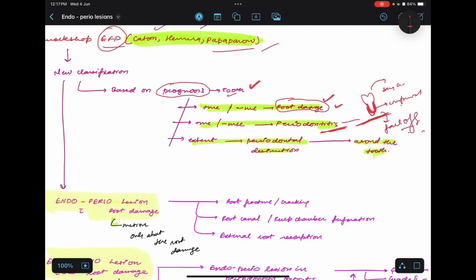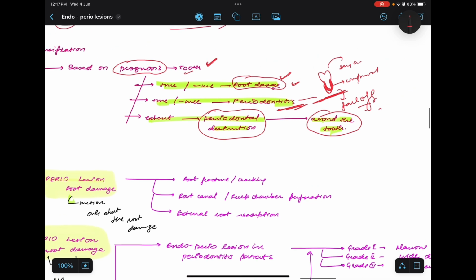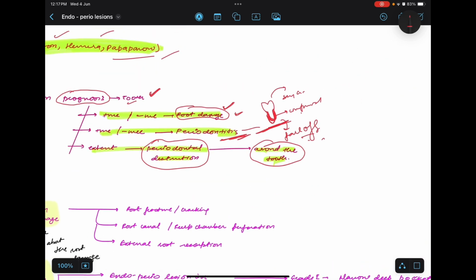Okay, so of course periodontitis leads to poor prognosis. Then the extent of periodontal destruction around the tooth. We know that if, for example, there is horizontal bone loss, this is horizontal bone loss in a tooth. Both the sides are the same. Then vertical bone loss occurs something like this. This is vertical bone loss, right?